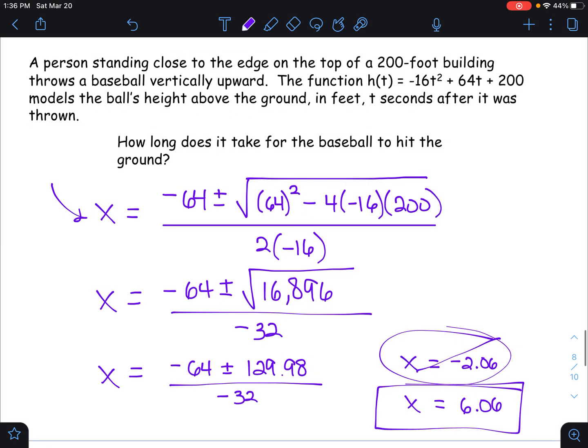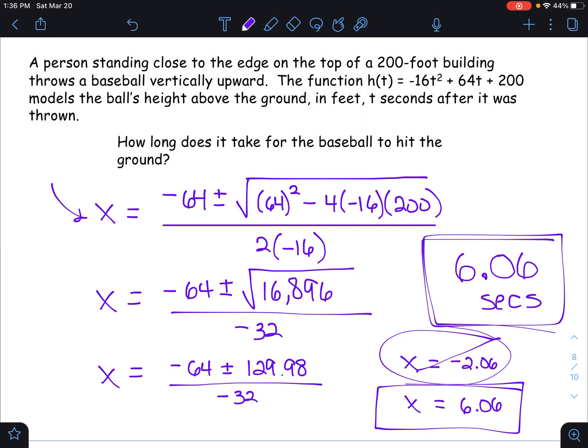So I'm going to say that, but I'm going to use my units. So how long does it take to hit the ground? It would be 6.06 seconds. This is what I'd want to say for that. Okay? And that's how you use the quadratic formula. Yet another strategy to solve quadratics.